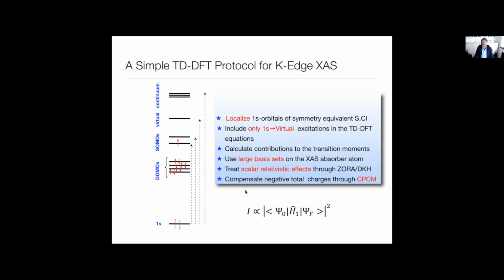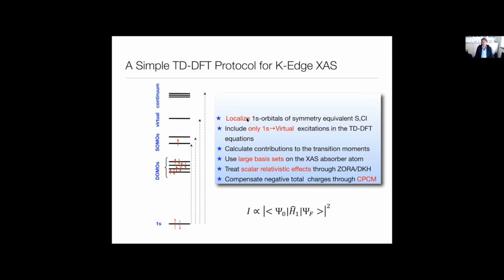So when we do that, if we have equivalent absorber centers, it's important to localize the 1s orbitals of symmetry equivalent nuclei, like metal nuclei or whatever the absorber is. And then you only include 1s to virtual excitations in solving the TDDFT or Casida's equations. The technical term here is core-valence separation, but it's not a natural separation, it's a separation by assumption. So simply all other interactions are neglected, and that typically is a quite good approximation.